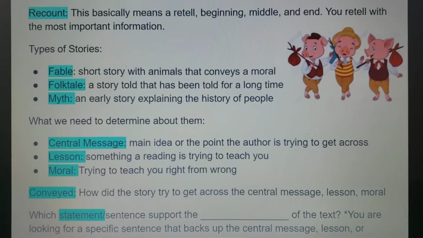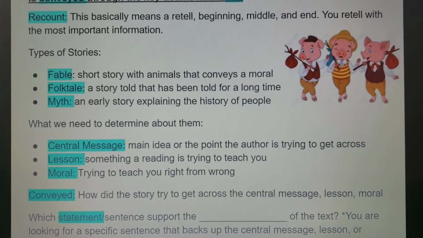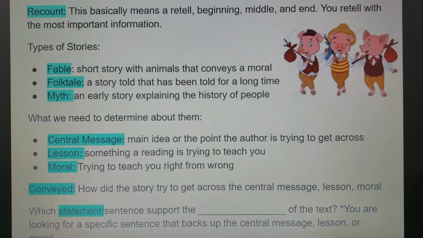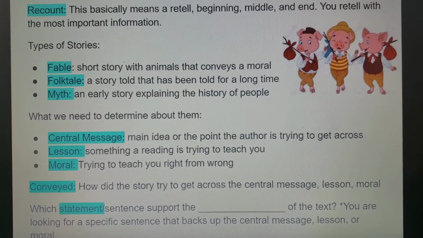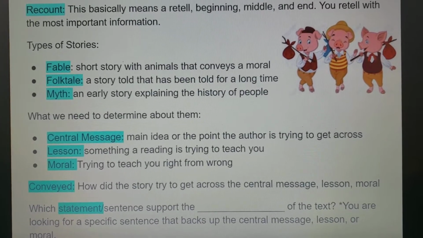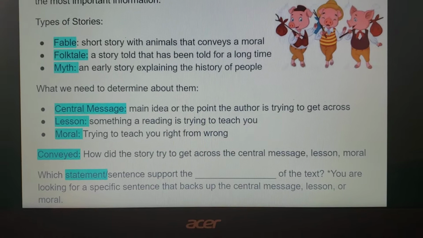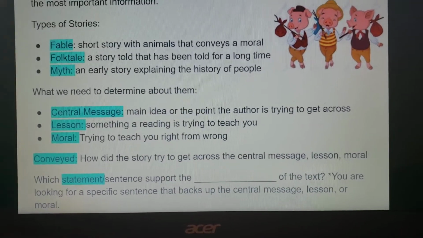But the main three things that they'll be looking for is what is the central message or the main idea of the author, the lesson, what is this trying to teach you, or the moral. Again, what is it trying to teach you? Usually something about right from wrong. And it gives you some examples of how this is usually conveyed within a set of fiction text.